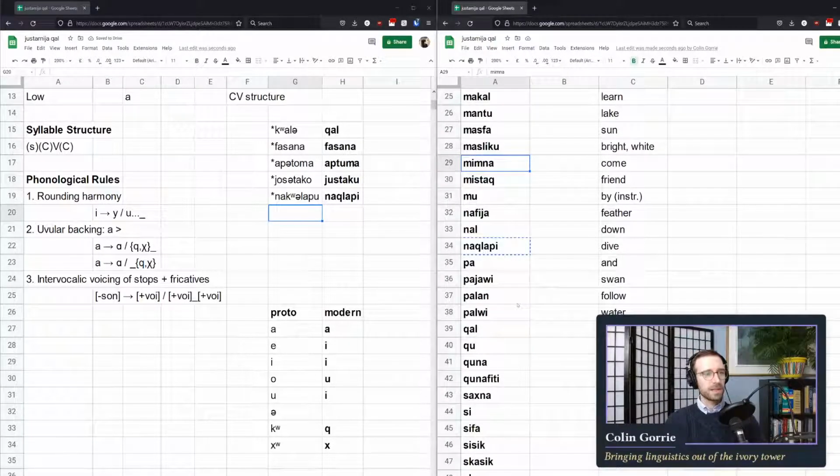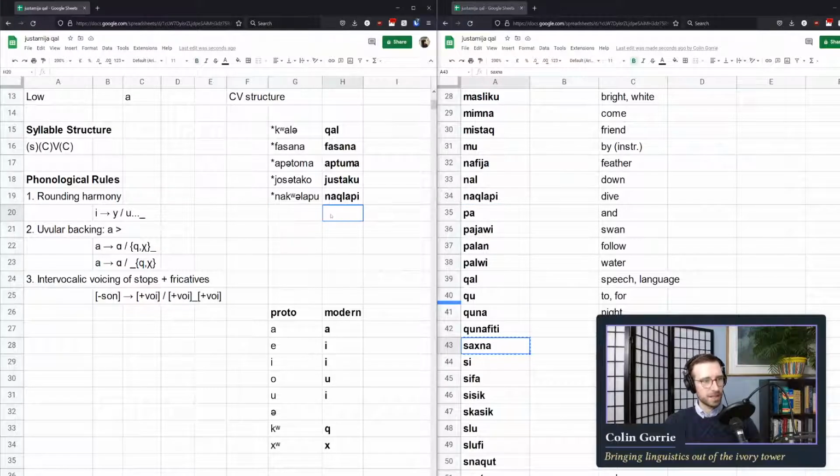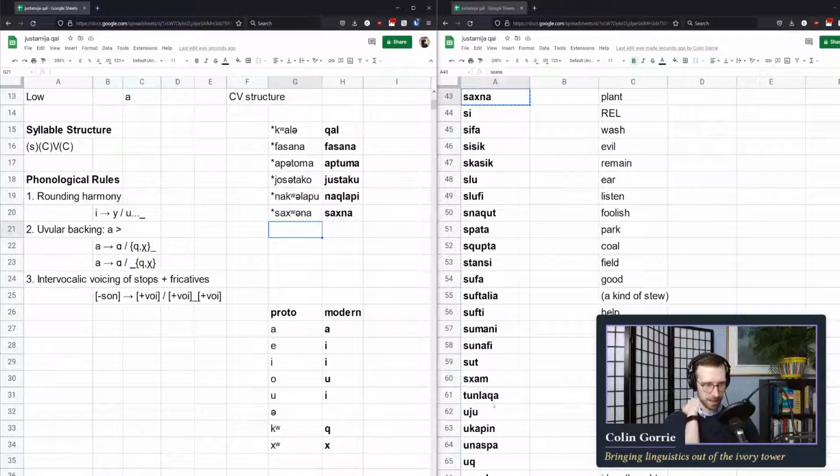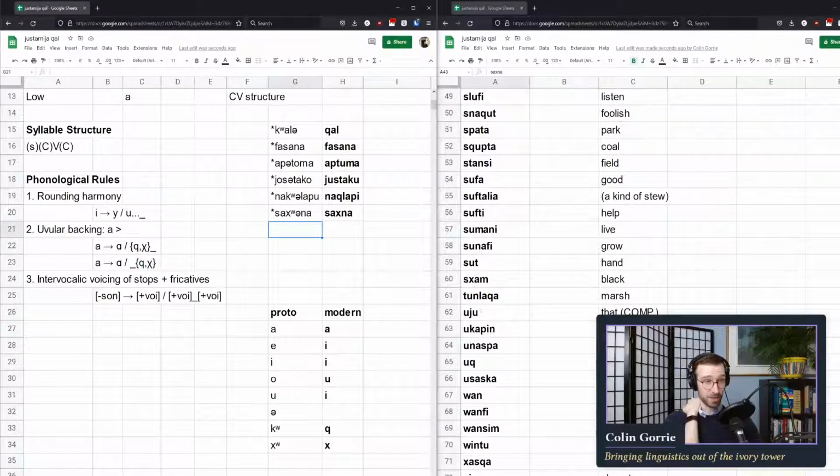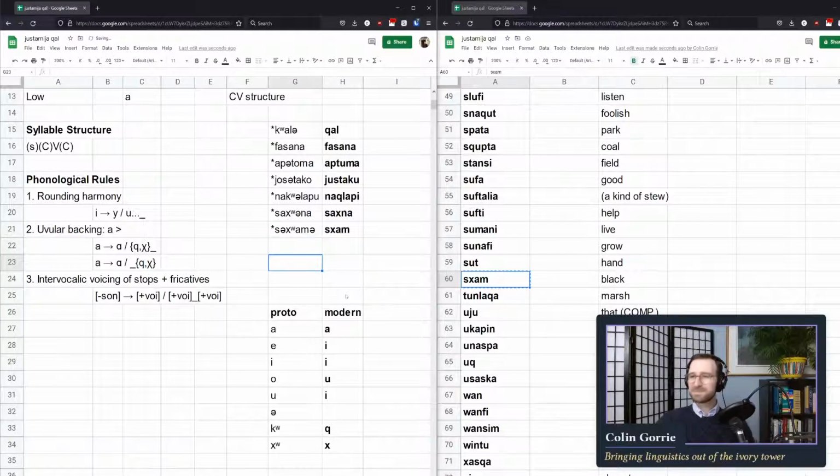Let's see if we can find another word that would have some changes here. Sachna, plant. Here we would have sahwana. Okay, that's kind of cool. And anything else that's got a lot of changes in it, so we can show this off. Scham. Here we would have s, schwa, labialized velar fricative, sahwama. Oh, that's cool. Sahwama, turning into scham.